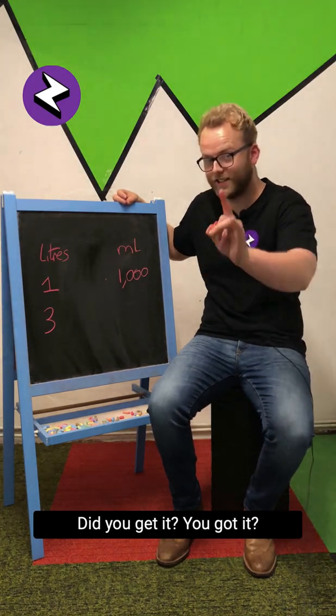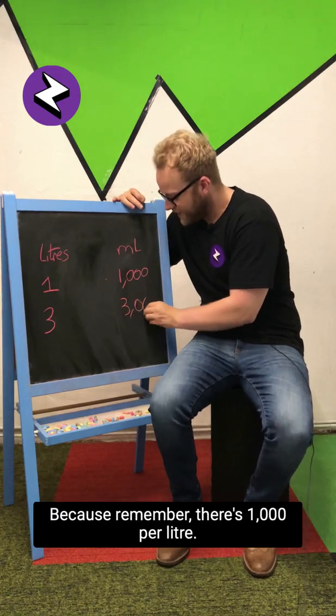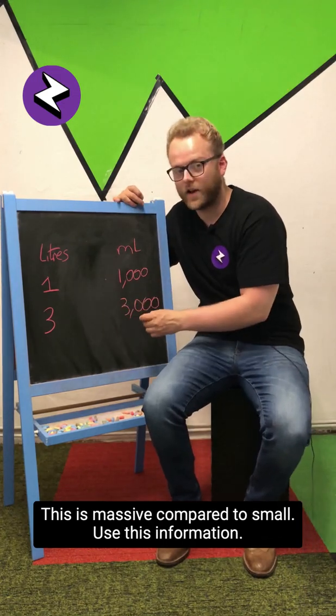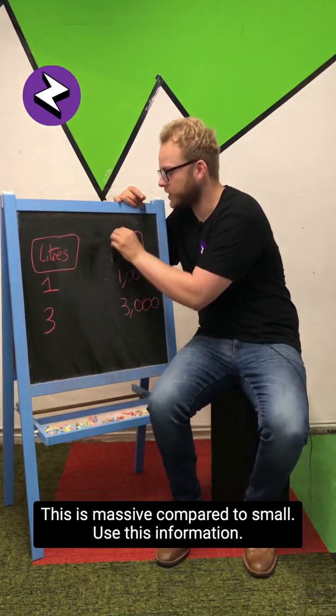Did you get it? You got it? Yes! It's 3,000, isn't it? Okay? Because remember, it's 1,000 per litre. So this is massive compared to small, okay?